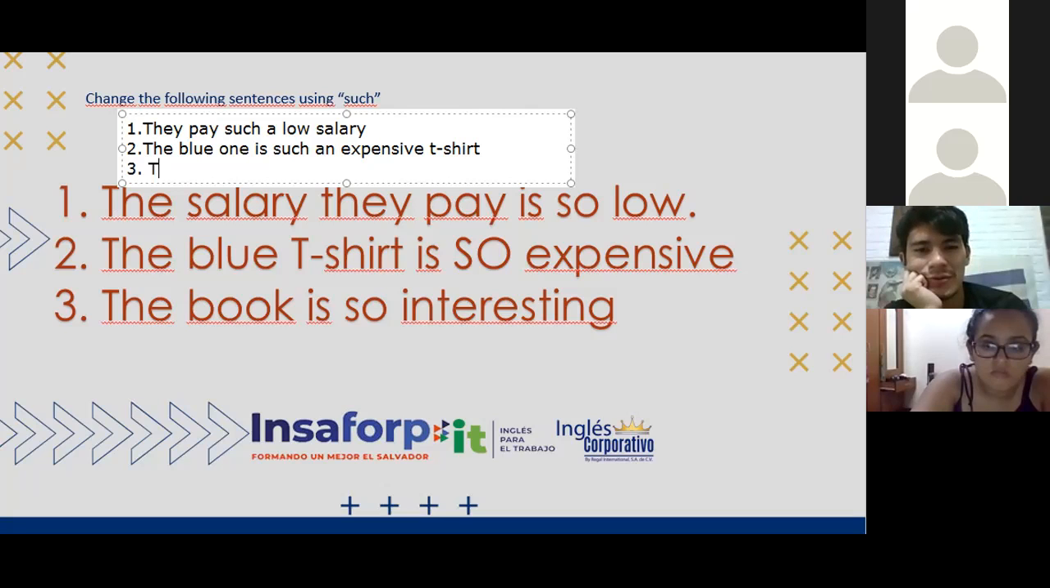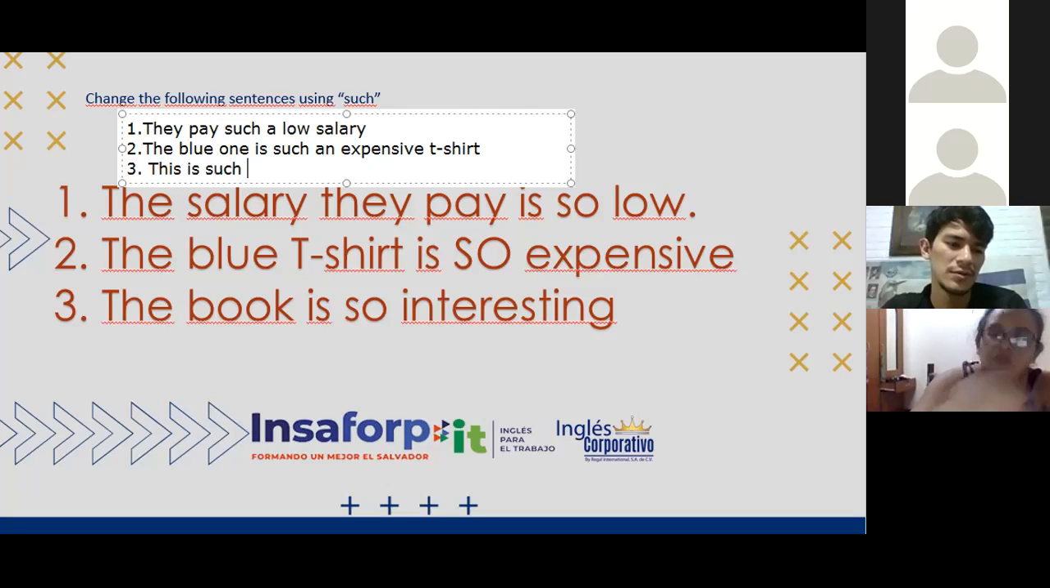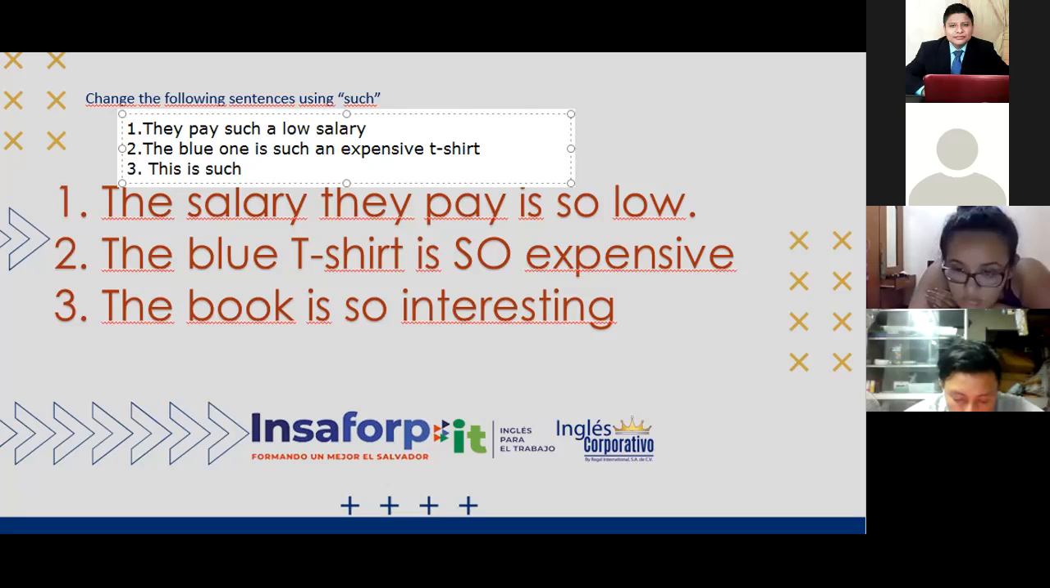Ok, les voy a ayudar. This book. Book sería de lo que estamos hablando. Entonces lo vamos a pasar para allá al final, así como hicimos con t-shirt. Is such interesting, the book. Great. And there you are. This is such an interesting book. Okay, the book is so interesting. This is such an interesting book.